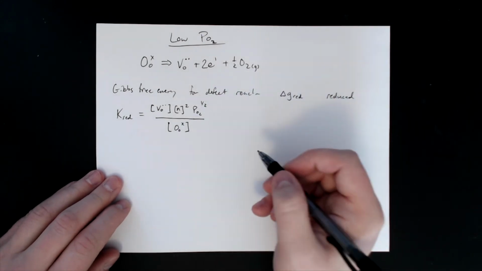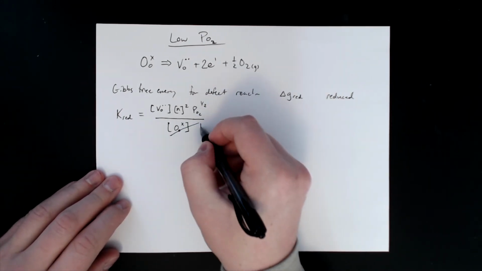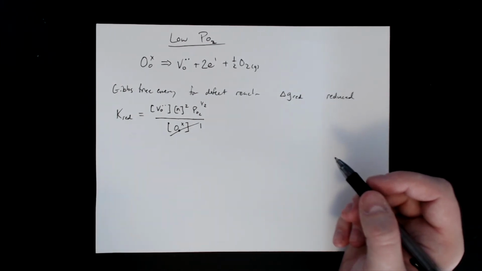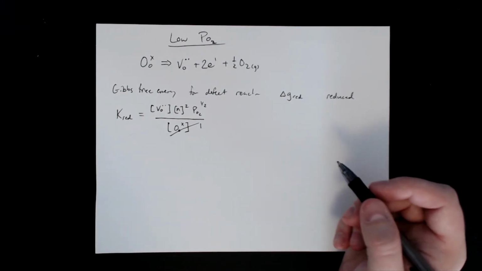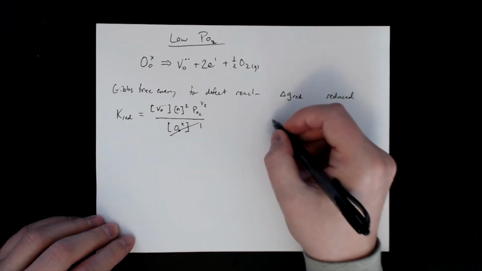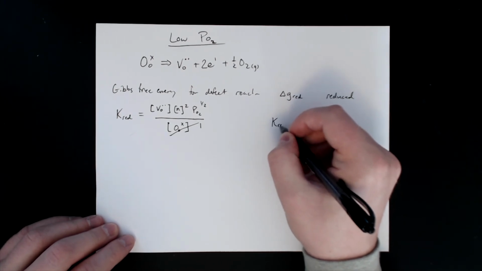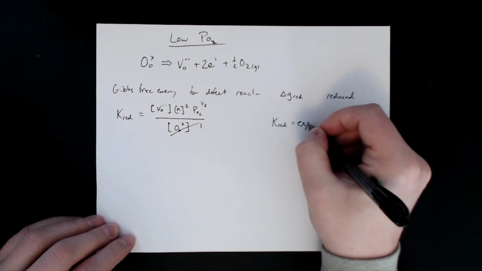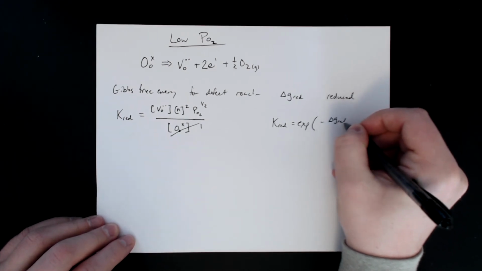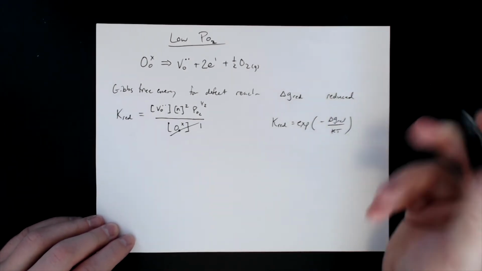OOX. So again, this goes to 1 because we're assuming again a relatively small number of vacancies, and so this in effect goes to 1. And so that's what this leaves us with. And so this is also going to be equal to an exponential of minus delta G red over KT.